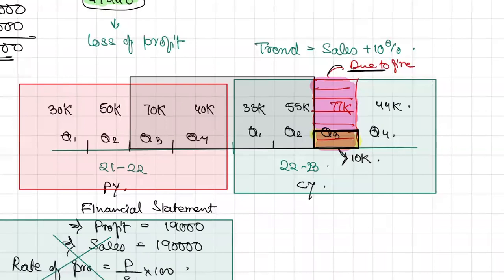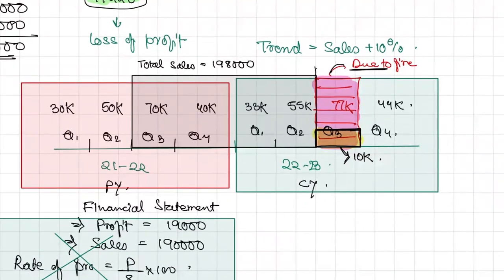Correct. We have to take total sales of this period. What is the total sales? 70 plus 40 plus 33 plus 55. It's coming to be 1,98,000. This is my total sales. Correct? तो we are trying to calculate कि इसके बाद सेल्स कितनी होगी. So what will be that? 1,98,000 plus 10% or not?